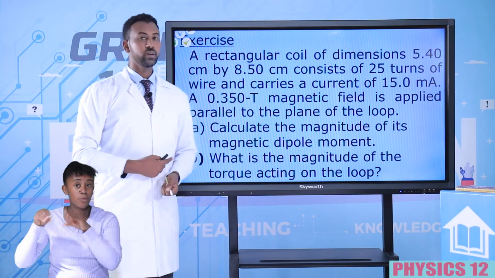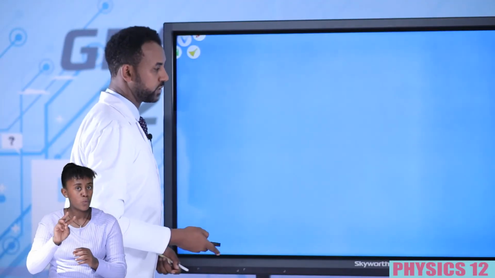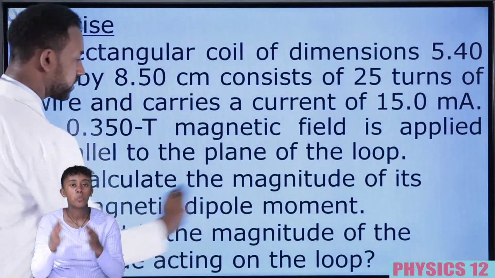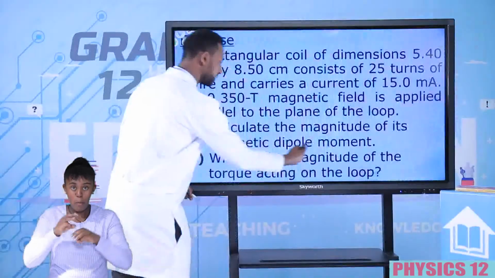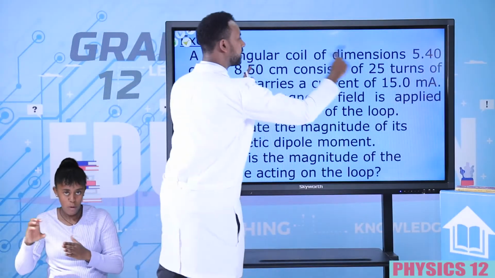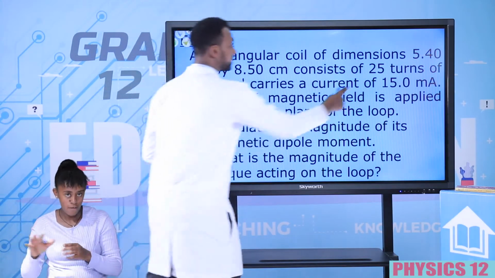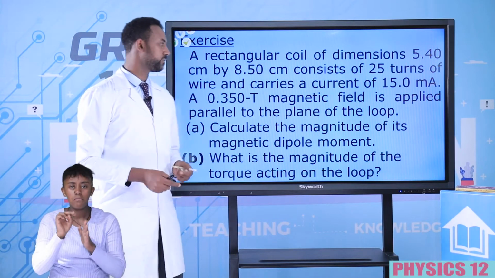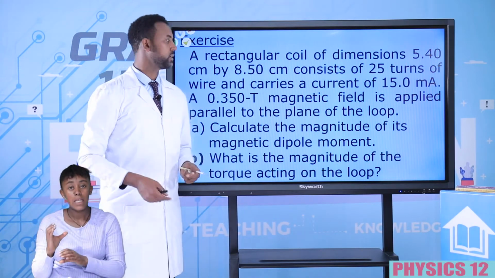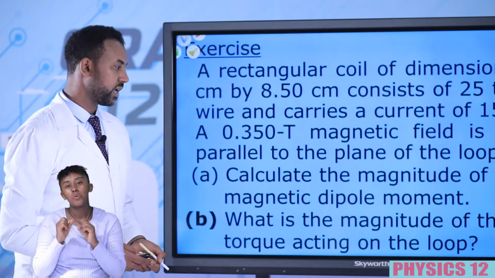Students, I hope you have tried to answer this one. Actually, the question has two parts. The first question is to calculate the magnitude of the magnetic dipole moment. Here we have a rectangular loop of 5.4 by 8.5, and it consists of 25 turns. There is an n number of turns, and that is 25, and it carries 15 milliampere current. So it's possible to calculate the magnetic dipole moment.